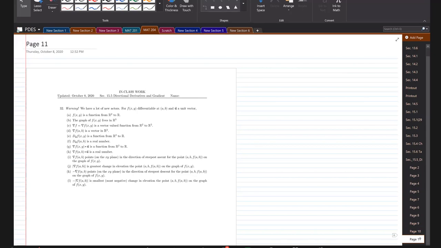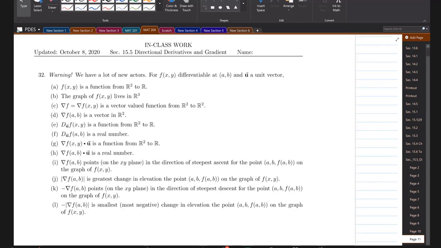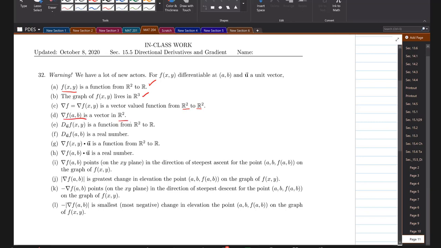Yeah. I do think it's very helpful to keep in mind what I've written on the last page. We've got all these new actors here, and it's very easy to get confused with what you're doing. So I'll let you run through these, but I'll reiterate that f(x,y) is a function from R2 to R, so the graph lives in the space of R3. The gradient is a vector-valued function that takes vectors in the domain space to other vectors in the domain space, R2 to R2. So if you compute the gradient at a point, that's a vector in R2.